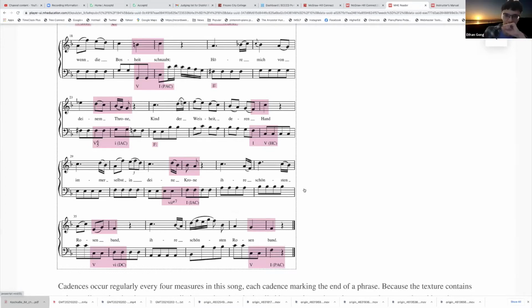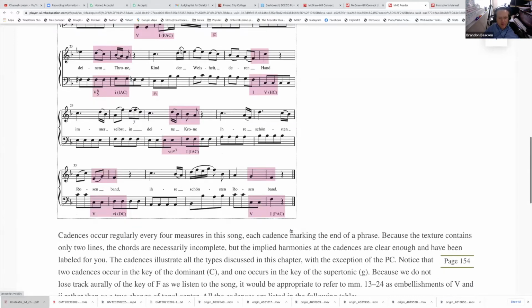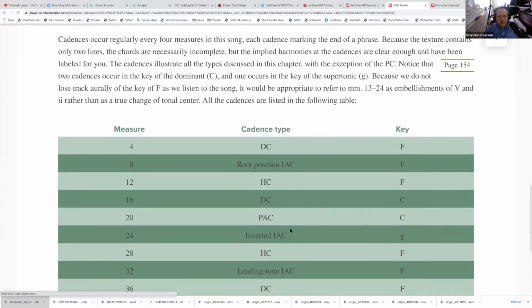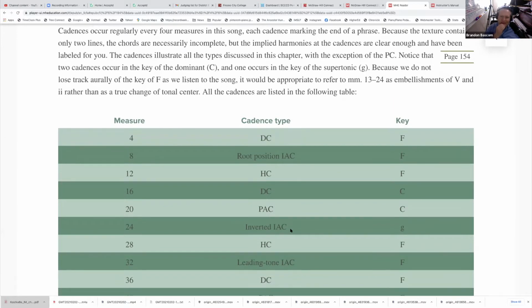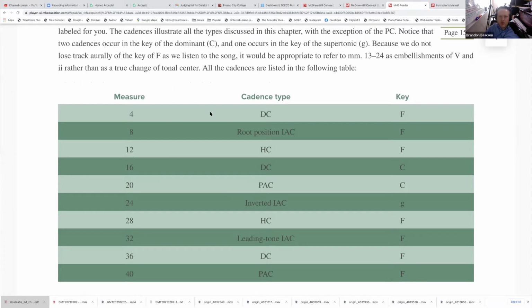Sounds like the love child of a bassoon and a cello. It really does. Anyway, cadences happen every 4 measures, which is nice. It's very structural. You can see what's going on. There's only 2 lines, so the chords are necessarily incomplete, but the implied harmonies at the cadences are clear enough and have been labeled for you. The cadences illustrate all the types discussed in the chapter, with the exception of the PC. What's the PC? Is that a plagal? That is a plagal cadence, 4/1, right?